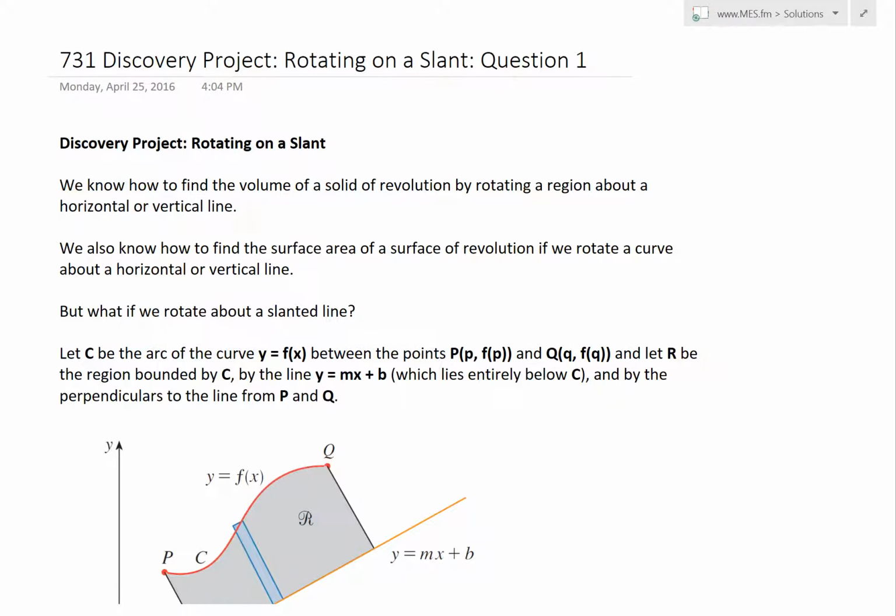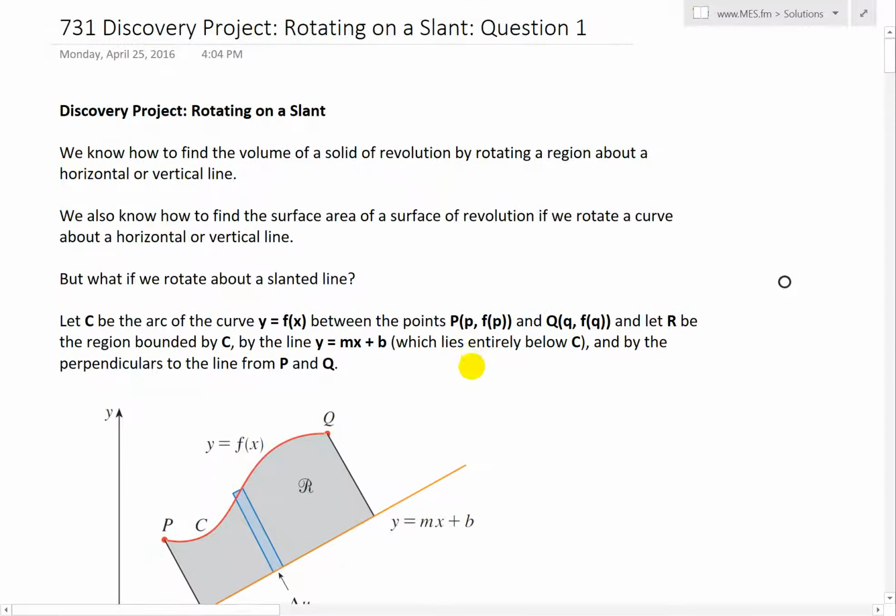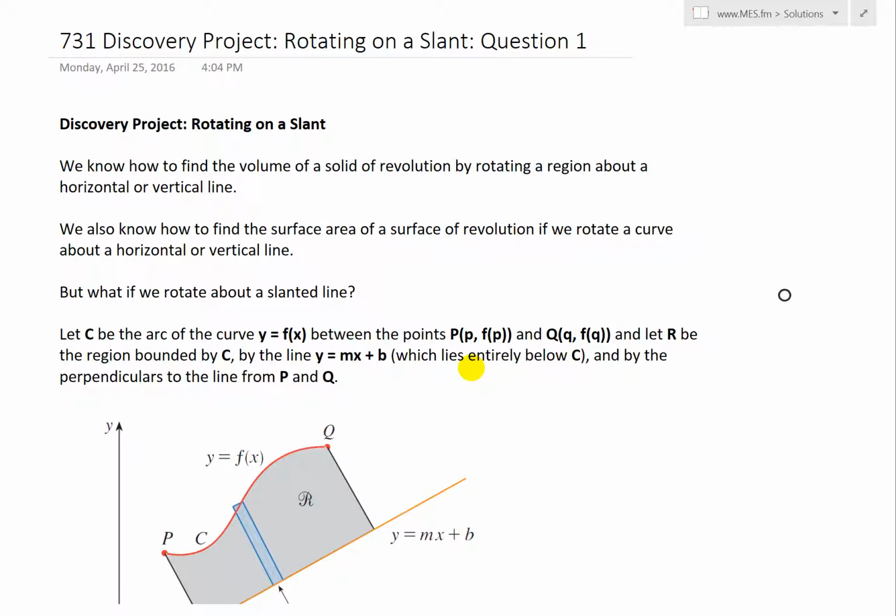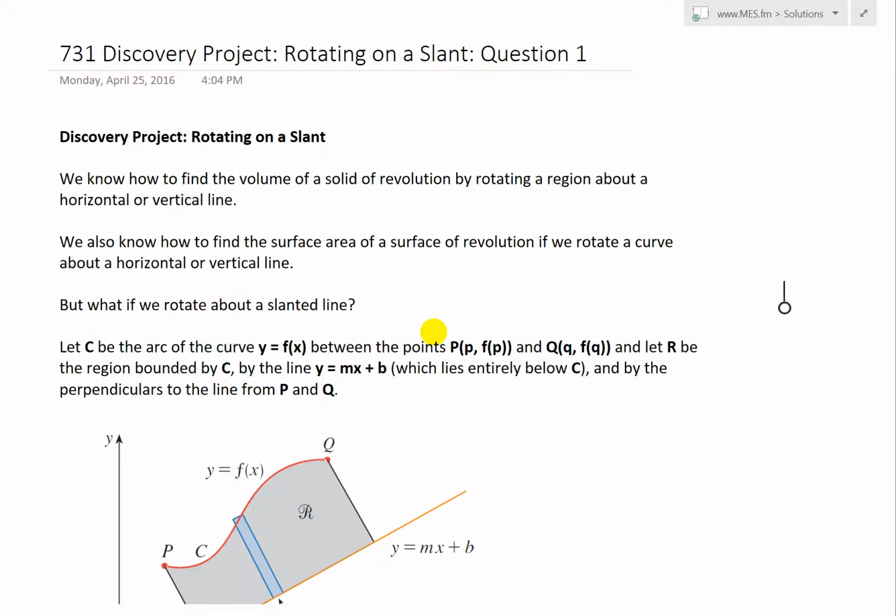Time to discuss a pretty interesting discovery project. Basically, discovery projects are at the end of each chapter in my textbook. They have these pretty interesting math projects, and I want to go over this one because it's pretty interesting. And this one's about rotating on a slant, and it's again based on applications of integrals and finding the surface area. So in this one, we're going to go over question 1 of that discovery project.